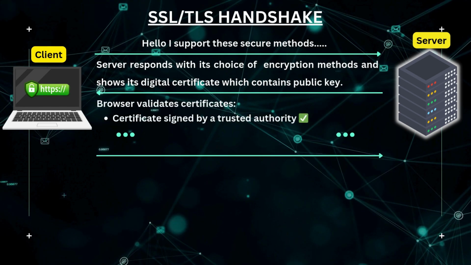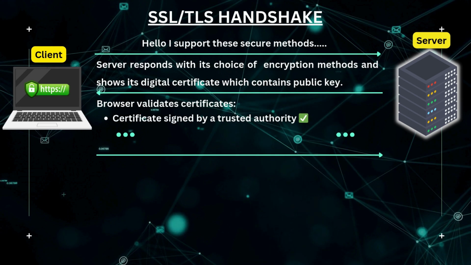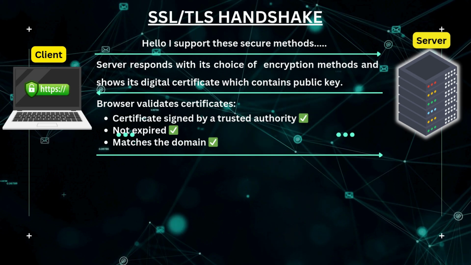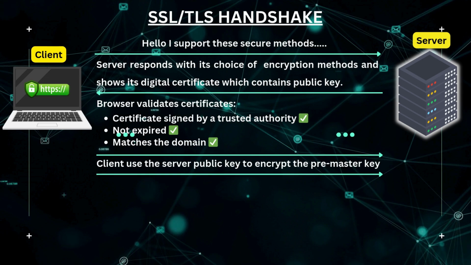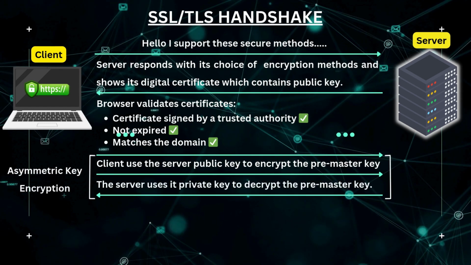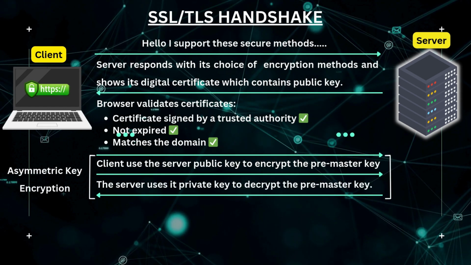This certificate contains the server's public key and proves that the server is legit. Your browser will then validate the certificate and check if it is signed by a trusted authority, if it hasn't expired, and if it matches the domain we are visiting. If it is valid, the handshake continues. In the next step, the client uses the server's public key to encrypt a pre-master key. This is like a temporary secret. Only the server can decrypt this using its private key.